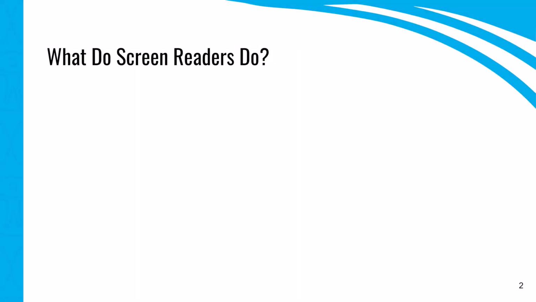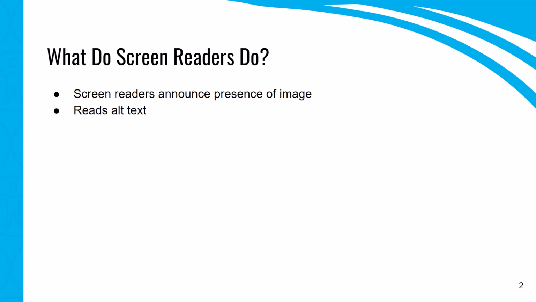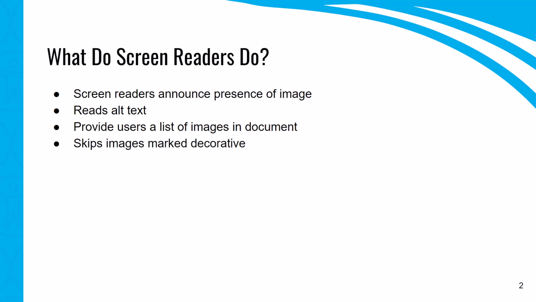There are two main things screen readers do with images. One, screen readers will announce the presence of an image by saying "image" and then reading the alt text when provided. If no alt text is added, it will still speak "image," but will be unable to provide detail about the image. And two, screen readers provide users a list of navigable images in a document. If an image is marked decorative, it will be skipped by a screen reader altogether. With this in mind, it is easier to understand the purpose of alt text, for providing information and for helping a user navigate a page.